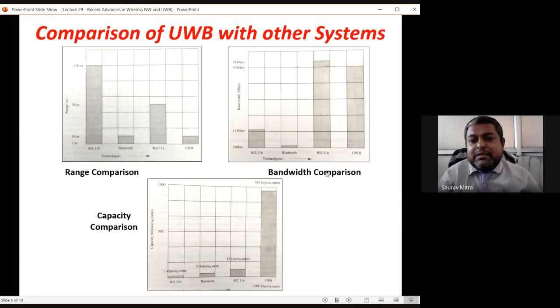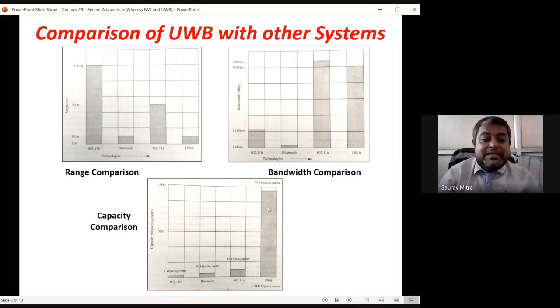The second type of comparison is between the four things: 802.11b, Bluetooth, 802.11a, and ultra wideband. Who has the highest communication range? 802.11b has the highest communication range. Who has the highest bandwidth? 802.11a has the highest bandwidth. Who has the lowest communication range? UWB and Bluetooth both have the lowest communication range.